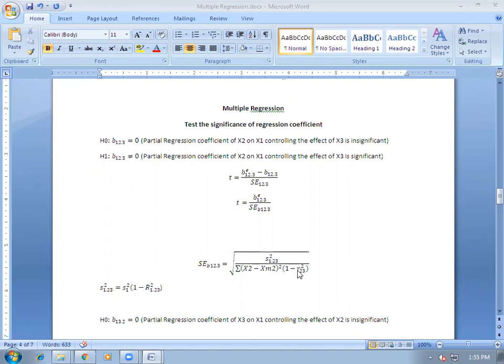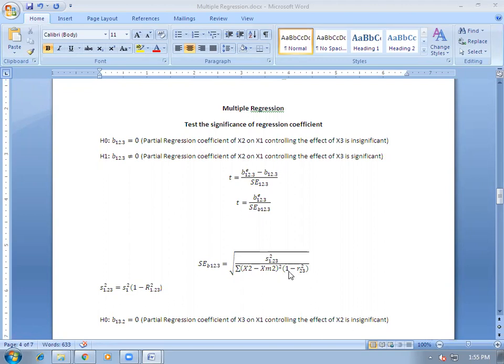r23, that is coefficient of correlation between two independent variables. If it will be very high, as I told you in case of multiple regression, there is assumption that there should not be any multicollinearity. If there will be multicollinearity, that means there will be perfect relation or high correlation between independent variables, then this r23 will be very high. In case of perfect, it will be 1.